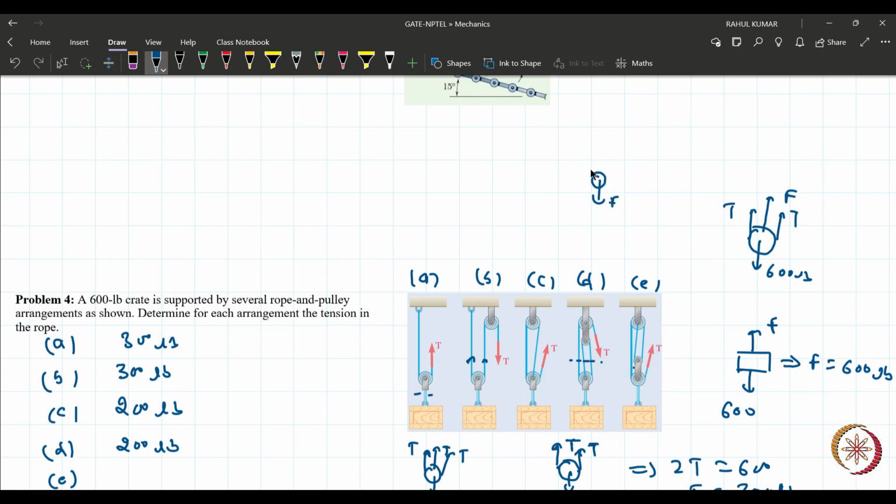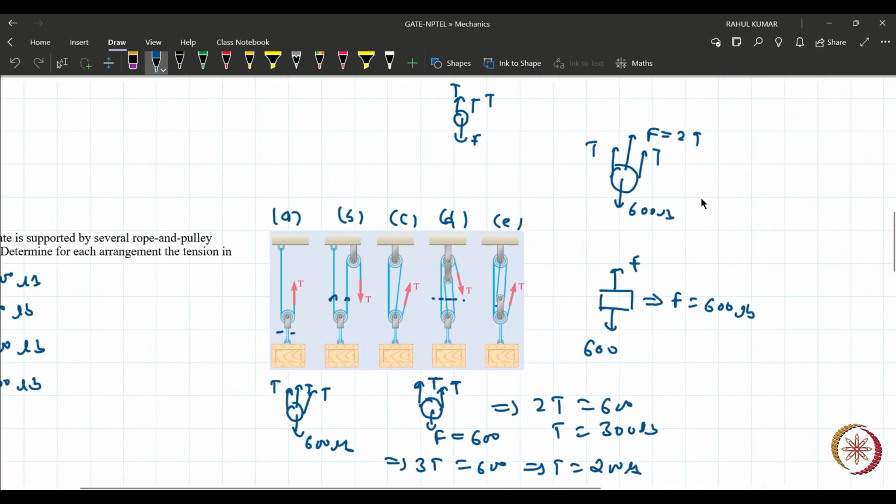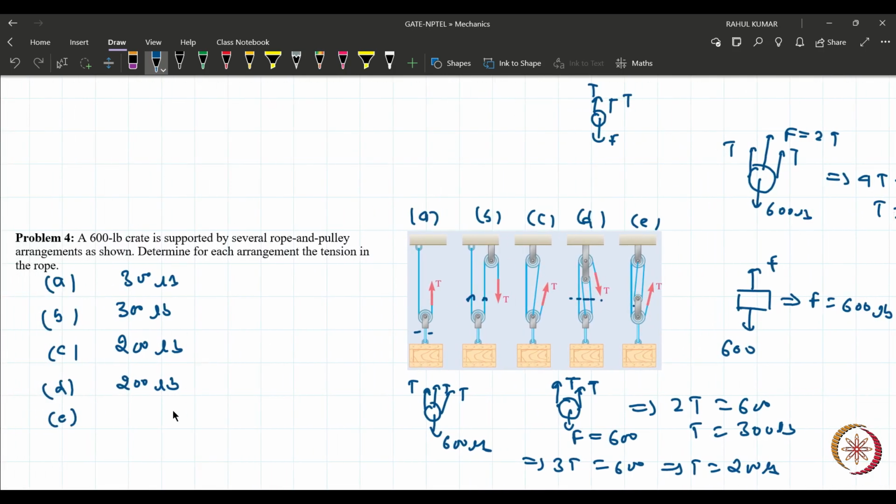Now this force will be balanced by these two tension forces, T. Then F will be equal to 2T. Now there are T plus 2T, so there is 4T. 4T equal to 600 lb, then T will be 150 lb. The answer will be 150 lb.